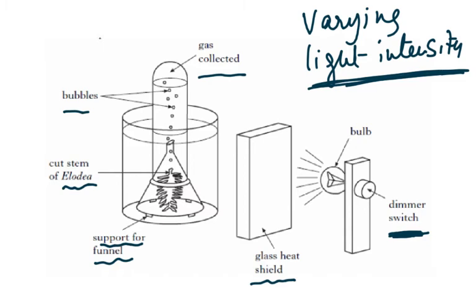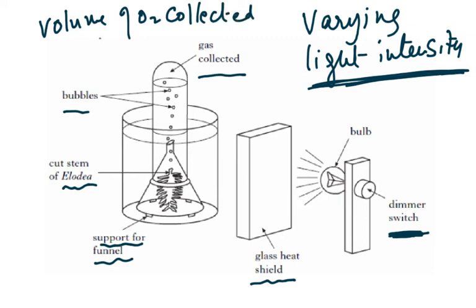So this is going to help us in studying the gas collected. So if we know the volume of oxygen collected, now if that volume of oxygen collected is going to change by changing the intensity of the light, then we can plot a graph and see the effect of that.